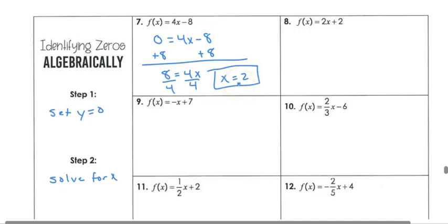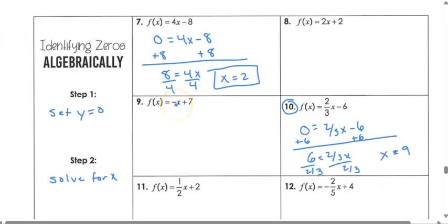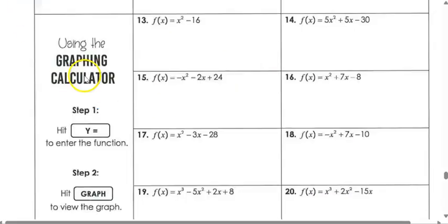I want you to take a second and try number 10. All right, so pause, do number 10, come back, I'll have the answer for you. Okay, so we should have come up with x equals 9. I set the equation equal to 0, and then I solve for x. Use Desmos or the calculator of your choice to do that math with fractions, and you end up with x equals 9.